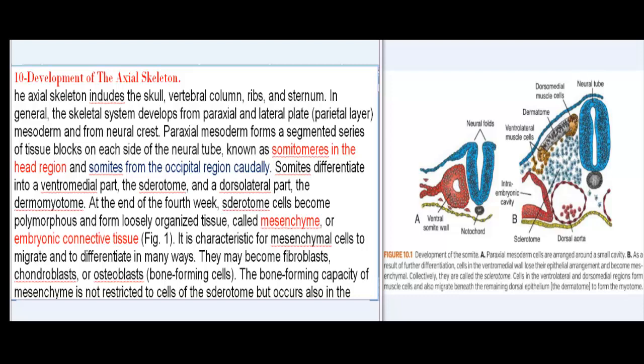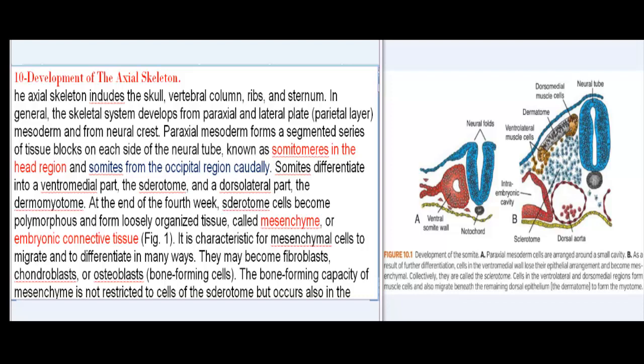Somites differentiate into a ventromedial part, the sclerotome, and a dorsolateral part, the dermomyotome. At the end of the 4th week, sclerotome cells become polymorphous and form loosely organized tissue, called mesenchyme, or embryonic connective tissue, Fig. 1. It is characteristic for mesenchymal cells to migrate and to differentiate in many ways. They may become fibroblasts, chondroblasts, or osteoblasts, bone-forming cells.